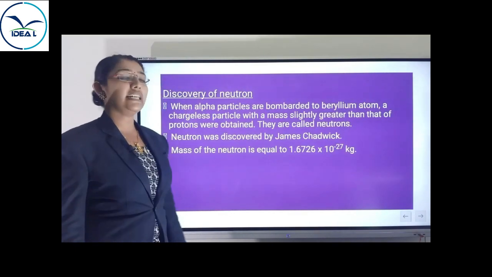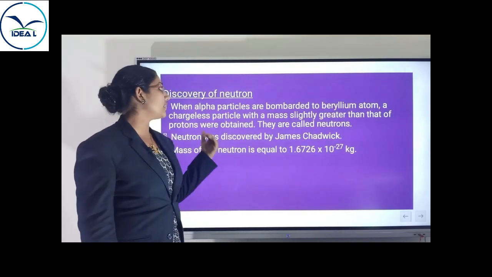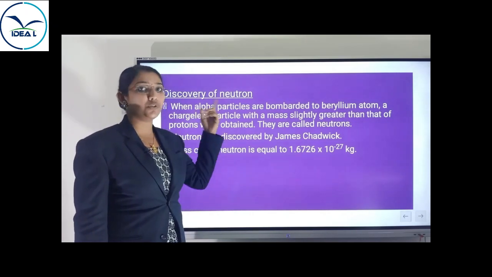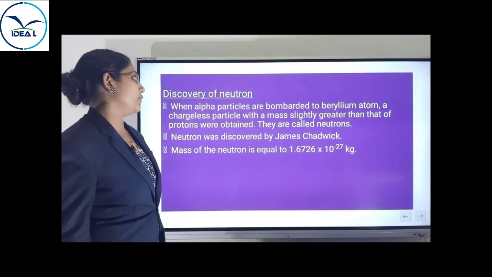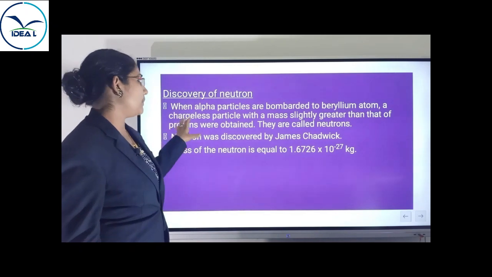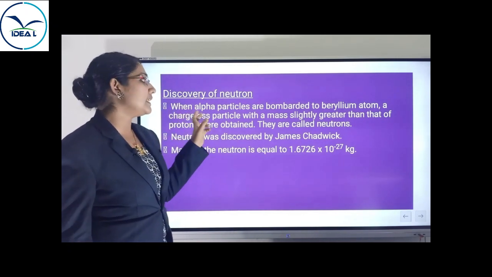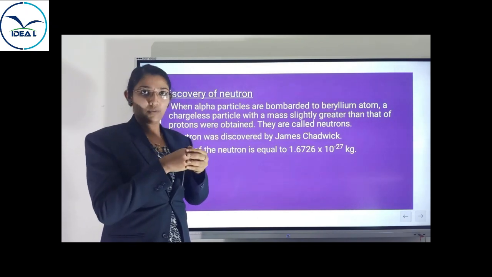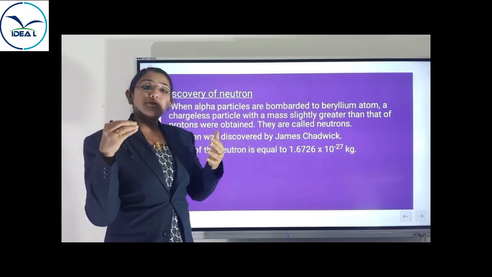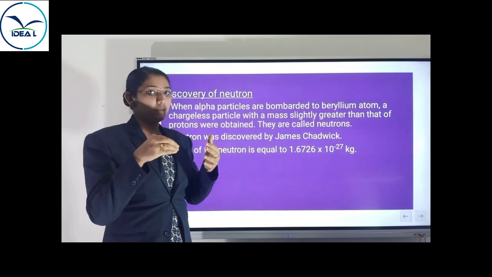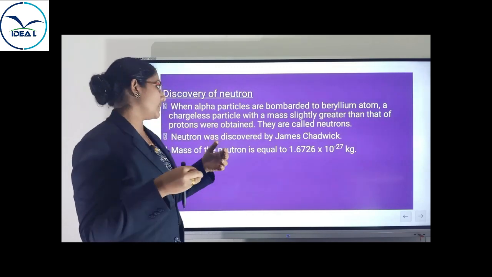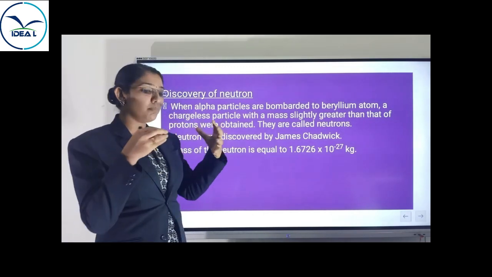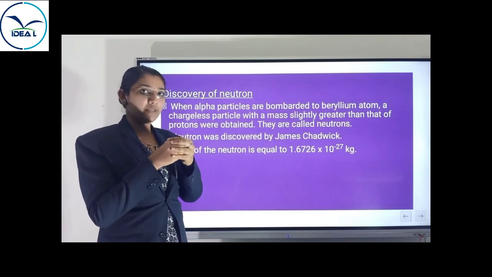Yes, then the next subatomic particle of atom is neutron. Discovery of neutron: simply an experiment. When alpha particles are bombarded to beryllium atom. Bombarding means colliding. Alpha particles are positively charged particles. Alpha particles are bombarded to beryllium atom. You are familiar with beryllium.